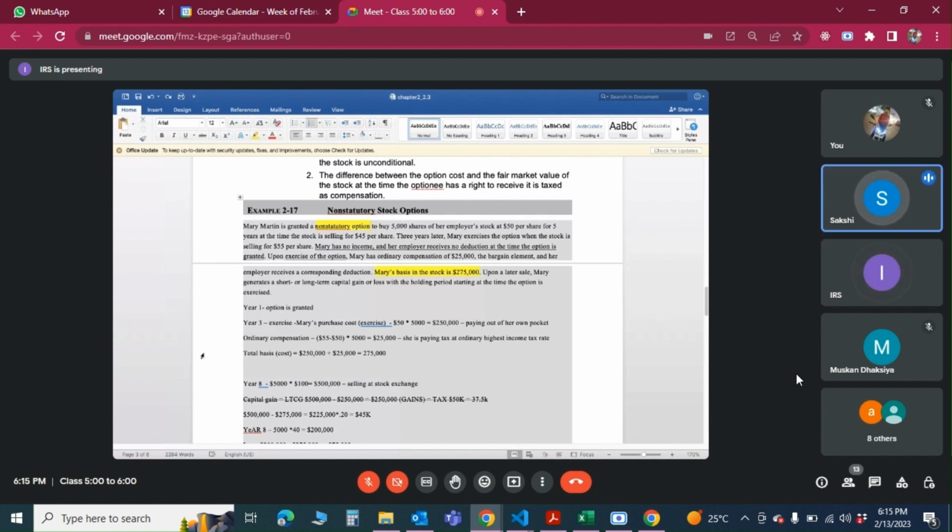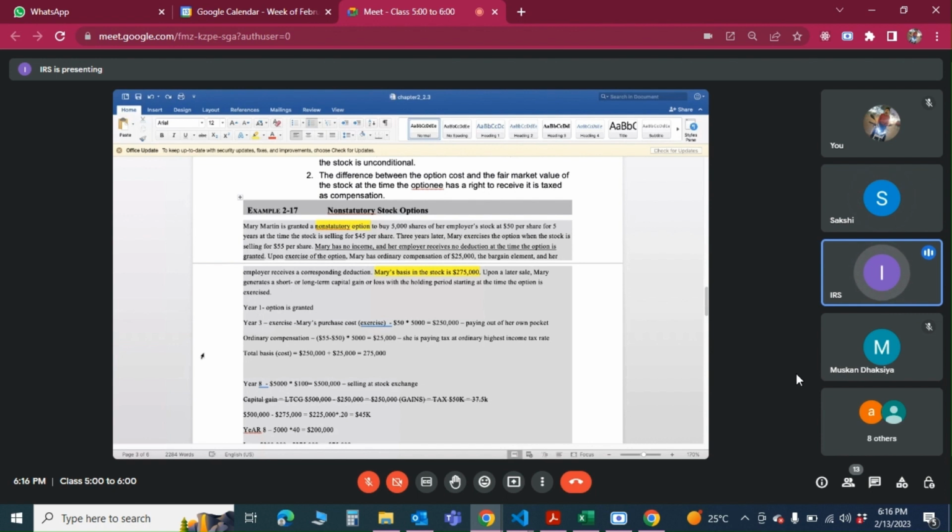Mary Martin is granted a non-statutory option to buy 5,000 shares of her employer's stock at $50 per share for 5 years. At the time, the stock is selling for $45 per share. 3 years later, Mary exercises the option when the stock is selling for $55 per share. Mary has no income and her employer receives no deduction at the time the option is granted.